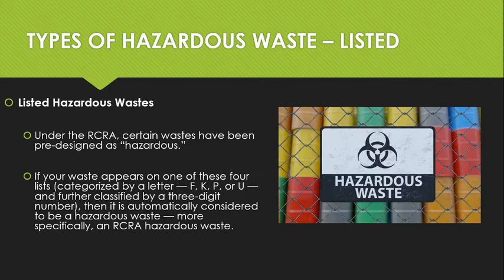So under RCRA, that's Resource Conservation and Recovery Act, basically those are the rules that govern all waste in the United States. So when you hear me say RCRA, like I said before, that's basically referring to the regulations that cover all types of waste. So RCRA, waste regulations, is basically what they equate to. So if a waste appears on one of the four lists that the EPA has designated, F, K, P, or U, then it's automatically considered to be a hazardous waste.